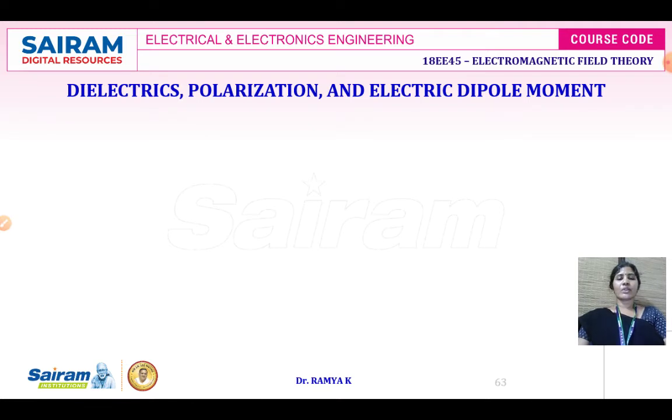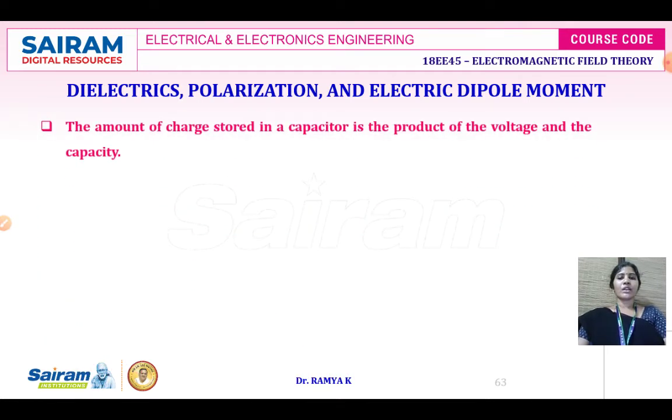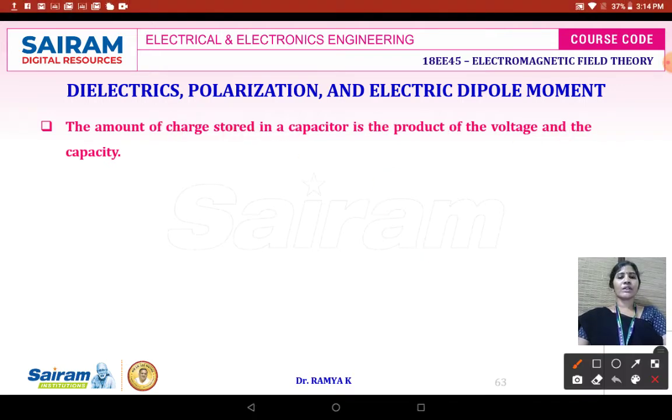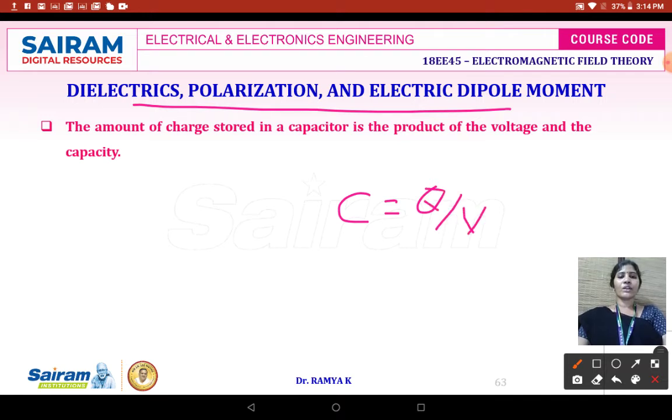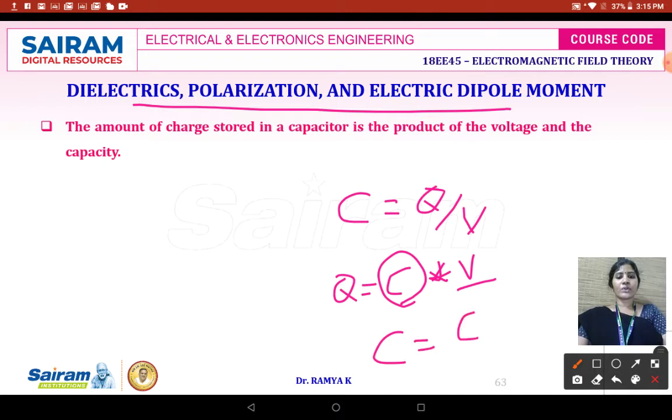Now, dielectrics, polarization and electric dipole moment. The amount of charge stored in the capacitor is equal to the product of voltage and capacity. Here, to explain all the three terms, we are going to use only one equation. C is equal to Q divided by V, or we can say Q is equal to C into V, where V is nothing but your electric potential, C is going to be your capacity or capacitor capacity. And also we can write C is equal to epsilon into A divided by D. Epsilon is nothing but your dielectric.